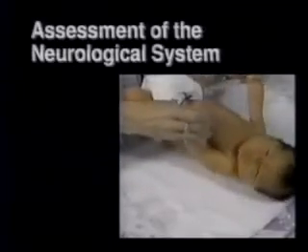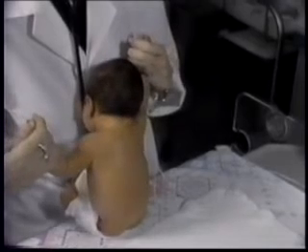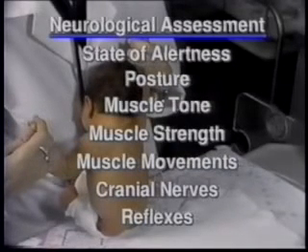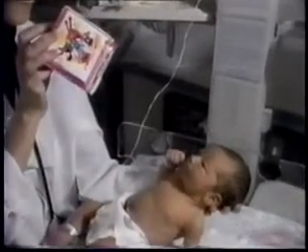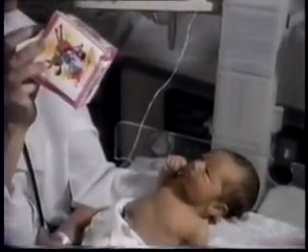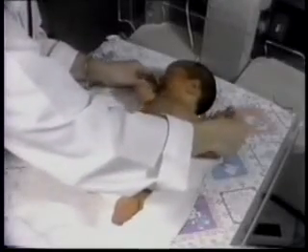Assessment of the neurological status is actually carried out throughout the entire examination process. There are 7 areas to evaluate for a detailed neurological assessment. Those are state of alertness, posture, muscle tone, muscle strength, spontaneous and elicited muscle movements, cranial nerves, and reflexes. The infant in this demonstration has progressed from a very sleepy state to a very alert and active state. The infant moves all 4 extremities spontaneously.